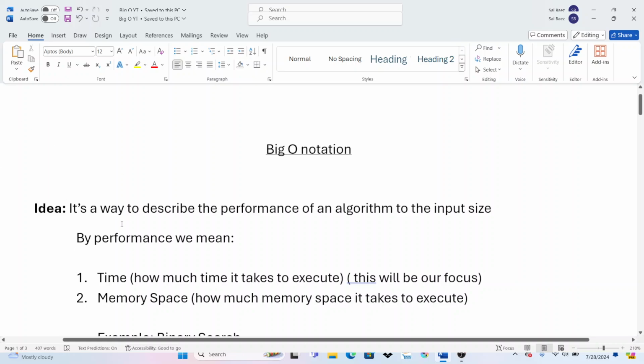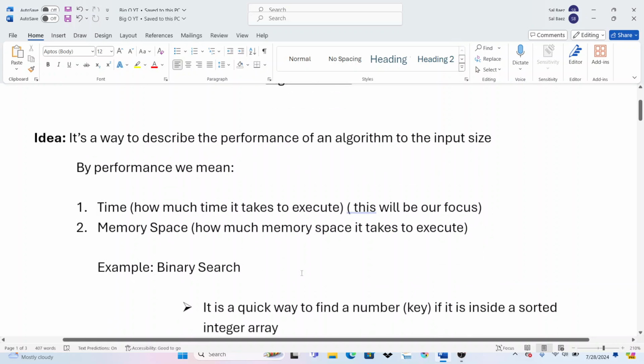So, what is big O notation? Big O notation is a way to describe the performance of an algorithm relative to the input size. Here we're talking about two things actually: time, which is going to be the big thing here, and memory space. But for the most part, think of it in time. That's the big thing we'll be focused on in this topic.